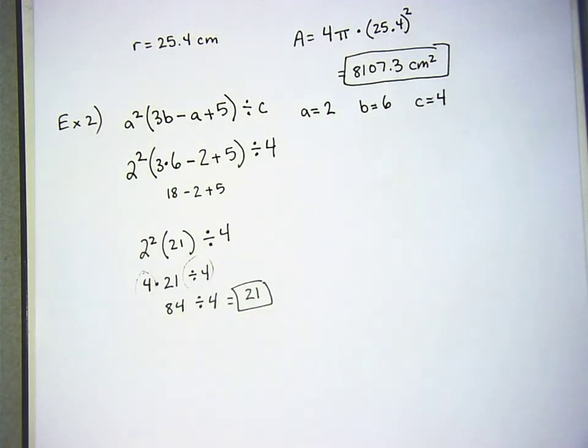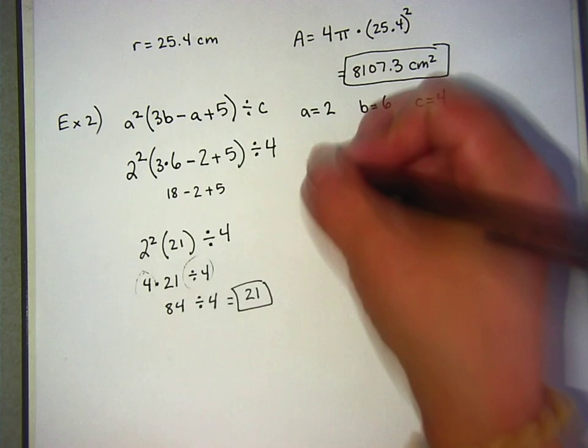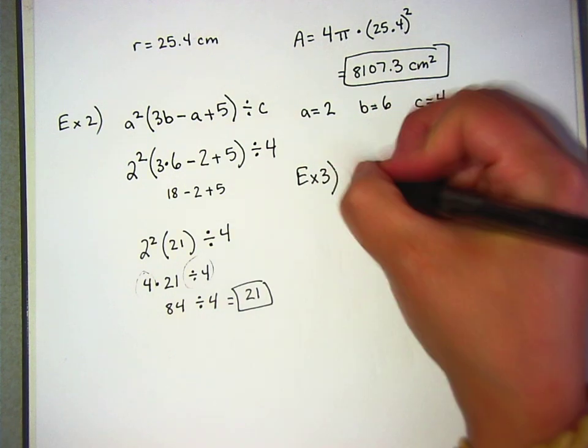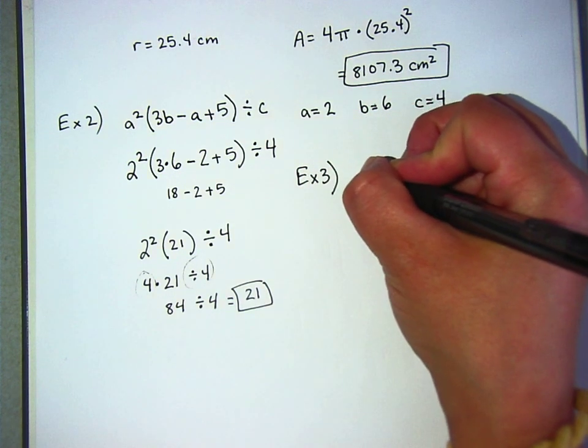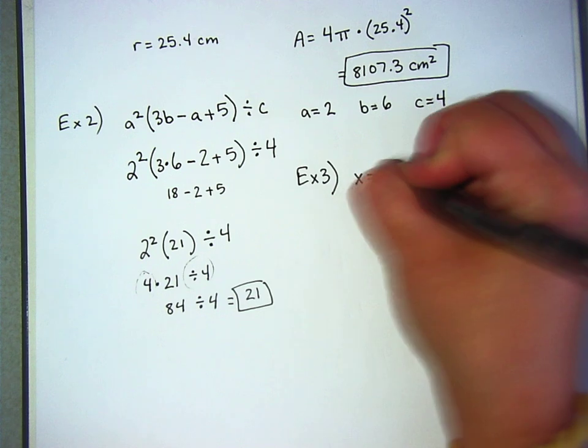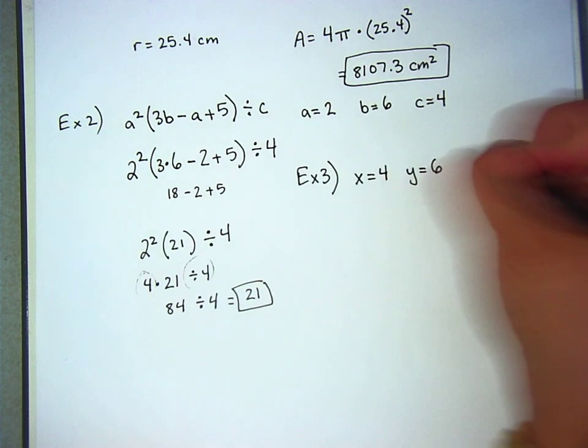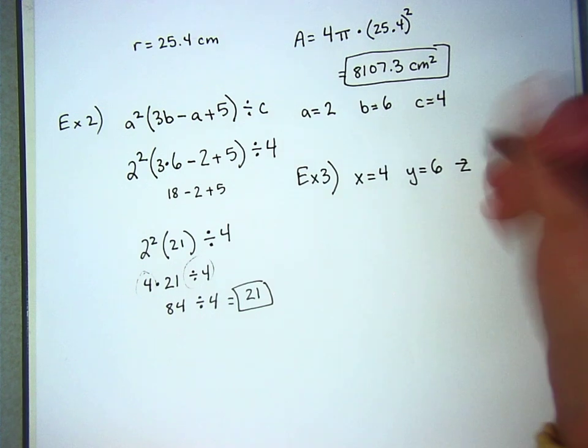Gorgeous. I'm going to keep the same A. No, I'm not. I'm just going to change it to X, Y, Z. All right, so example 3. This is the one that you're going to do with your partner. X is going to be 4. Y is going to be 6. And Z is going to be 8.